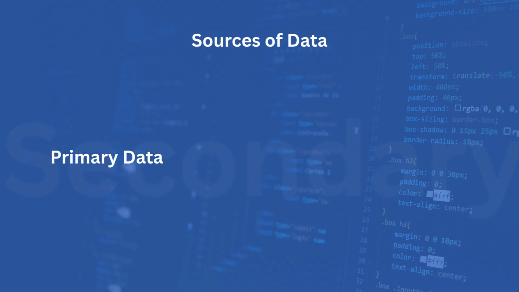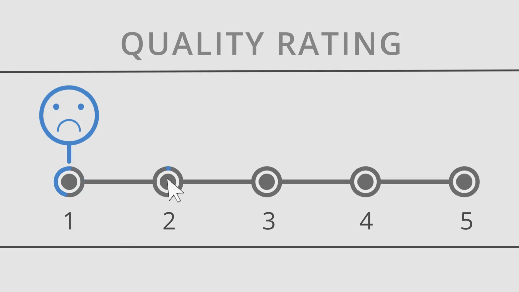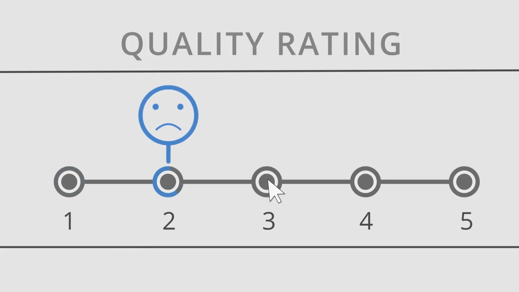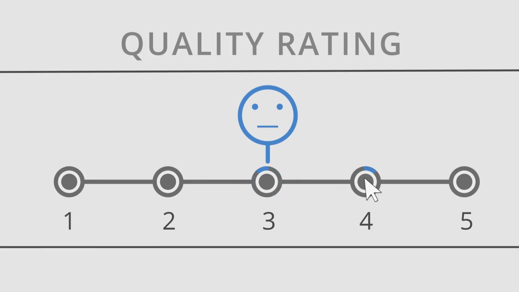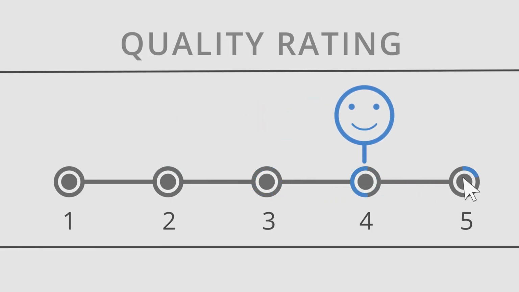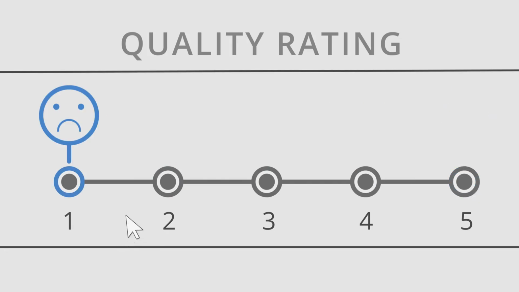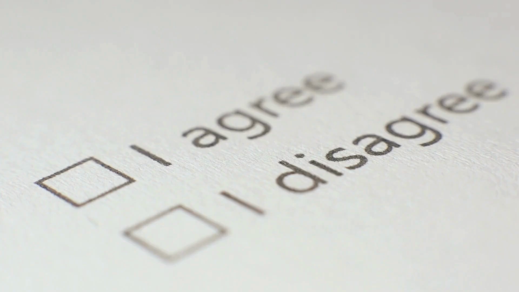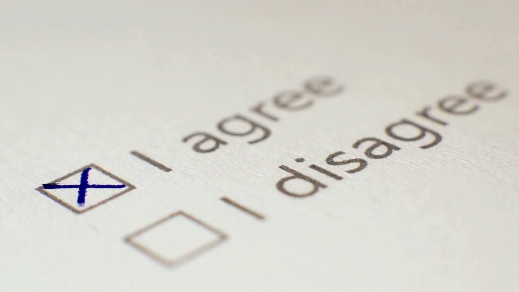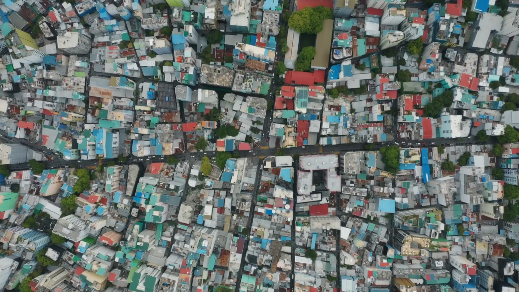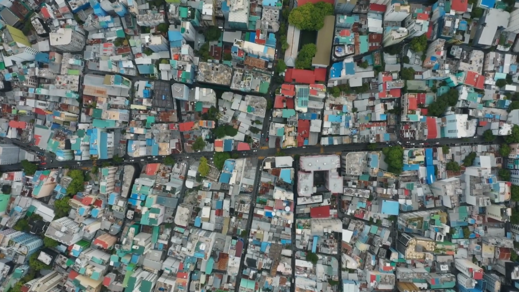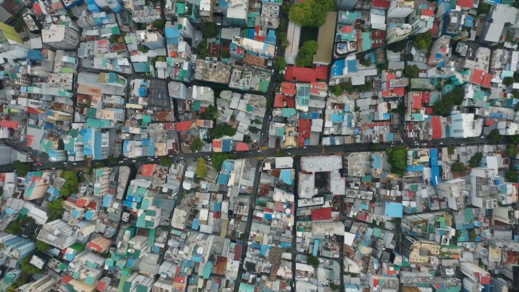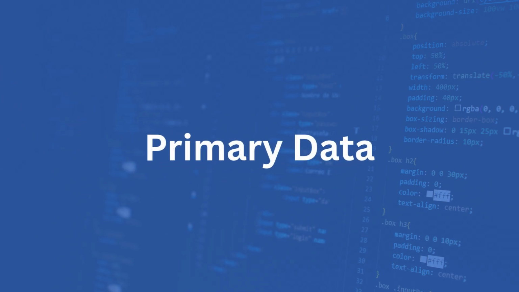Second, secondary data. In statistical research and data analysis, understanding the source of data is essential. Data can generally be classified into primary data and secondary data based on how it is collected. This classification helps researchers choose an appropriate data collection method, understand the reliability of data, and assess its relevance to the problem being studied. So let's start to understand primary data in detail.